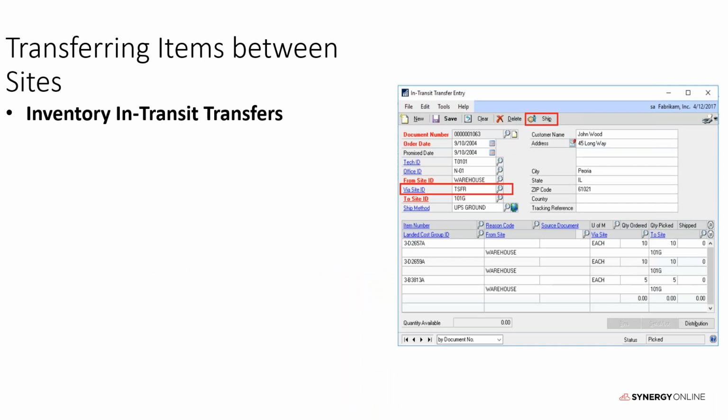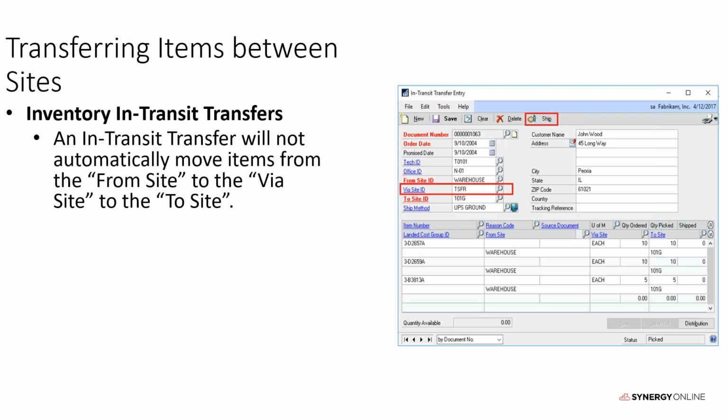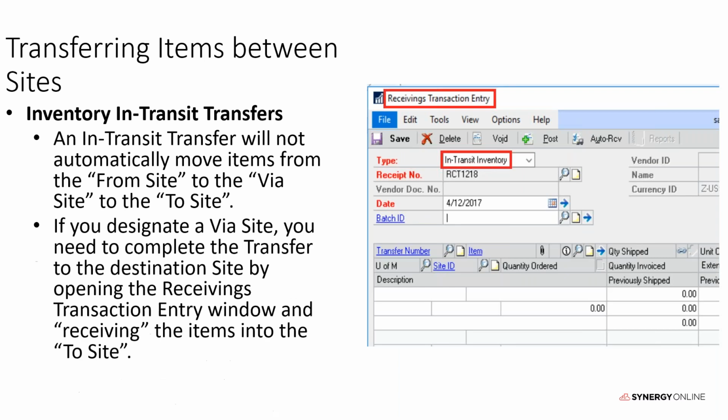Another feature of Dynamics GP is what you see here, the transfer in transit inventory. So this is a way to let you know that this item is in transit. It's not physically present in one warehouse or another. It's literally on a truck being moved, and it will not show up in that destination warehouse until it's actually received. So it's a two-step transfer process that allows you to designate that this thing is in transit for a period of time.